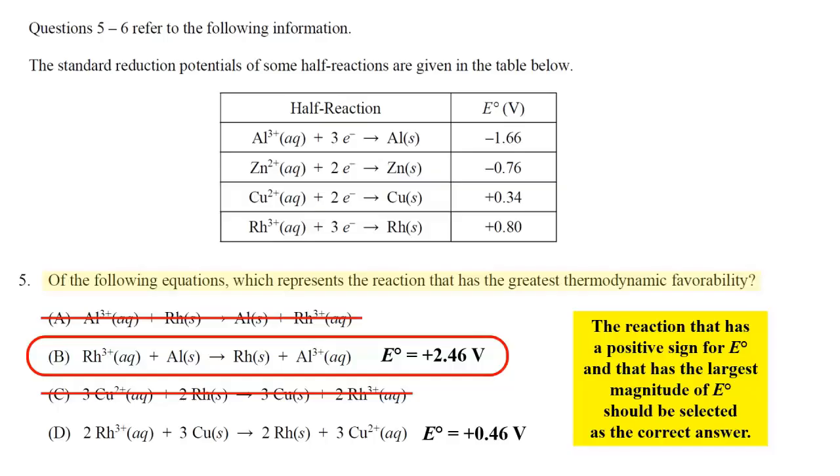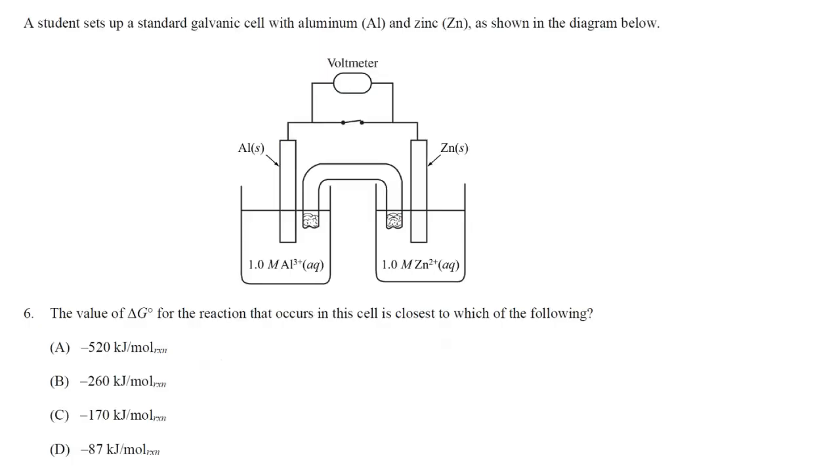All right, now let's take a look at question 6. In question 6, it says a student sets up a standard galvanic cell with aluminum, Al, and zinc, Zn, as shown in the diagram below. And question 6 asks, the value of the standard free energy change, or delta G, for the reaction that occurs in this cell is closest to which of the following?